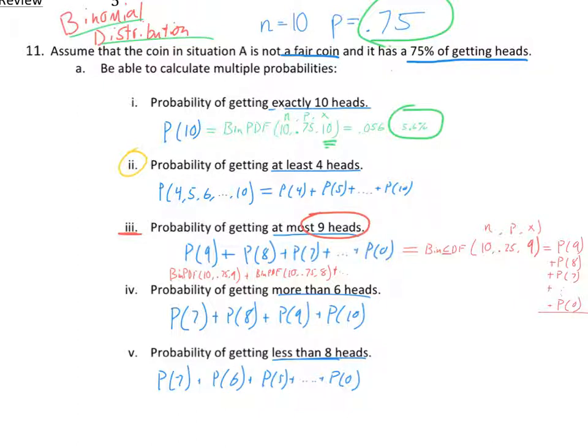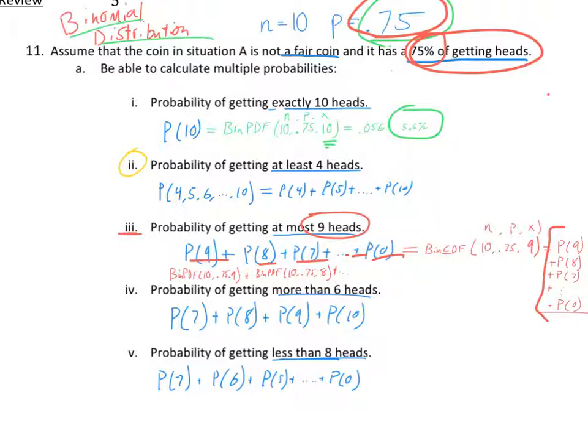Before I reveal what I get when I type this in, think about it. Should this be a very high value or a very low value? Think about it overall. I've got a biased coin with a 75% chance of getting heads, and in this case, I want at most 9 heads. That means I'm okay with 0 heads, 1 head, 2 heads, all the way up to 7, 8, 9 heads. I'm okay with all of those outcomes, and all of those outcomes are pretty likely because I have a 75% chance of getting heads. When I think about all those cases, it's highly likely.